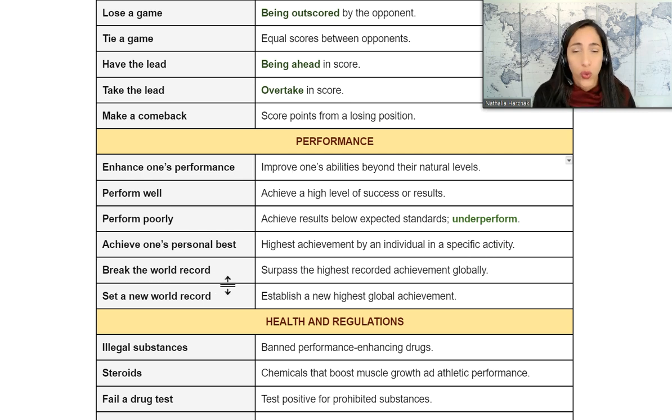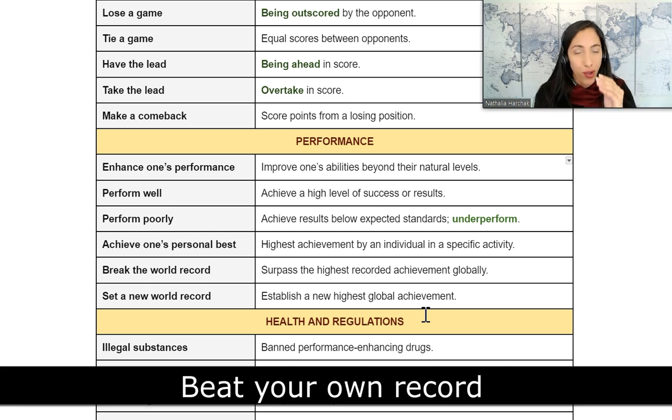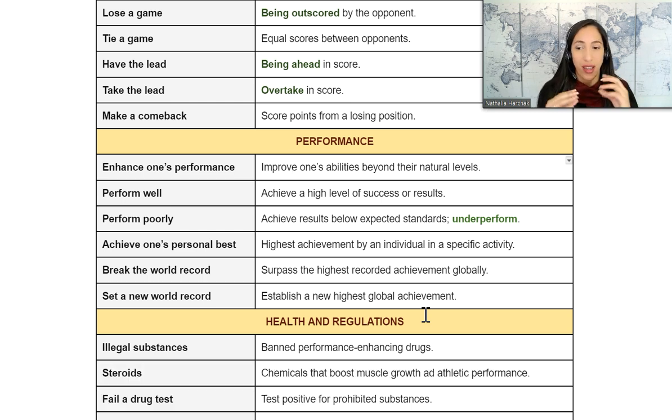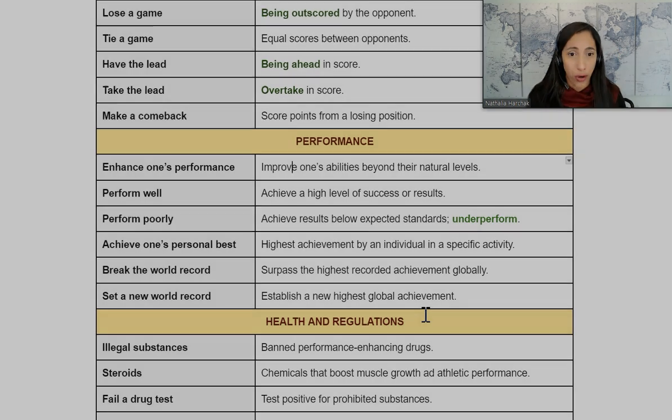To break the world record: surpass the highest recorded achievement globally. So you're the best in the whole world if you break the world record. And if you set a new world record, you establish a new highest global achievement. Okay, so if you break the world record, you set a new world record, and then another person, or even you, can beat your own record. You can try to achieve an even higher level of performance.